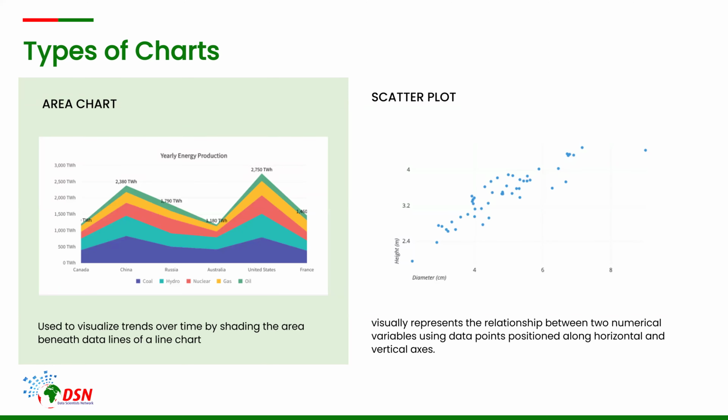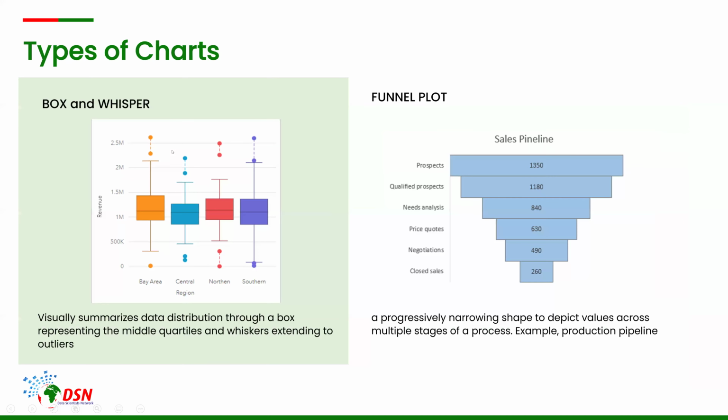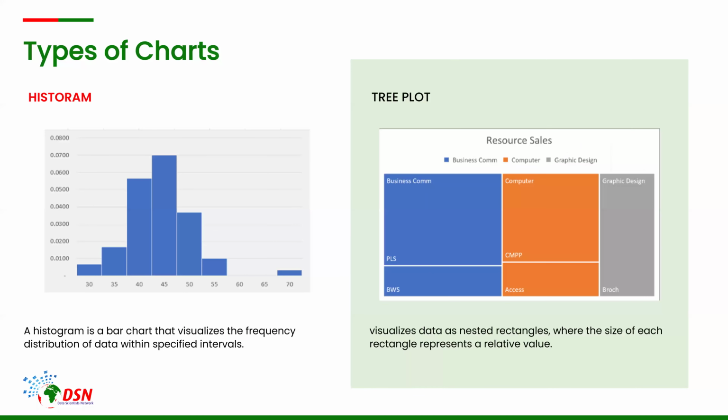For this reason, it's also called the XY plot, meaning that my X-axis and my Y-axis just meet and it plots them. So I said it represents the relationship between two numerical variables, like there has to be numbers, using data point position along the horizontal and vertical axis. So that does that. The next one is the histogram.